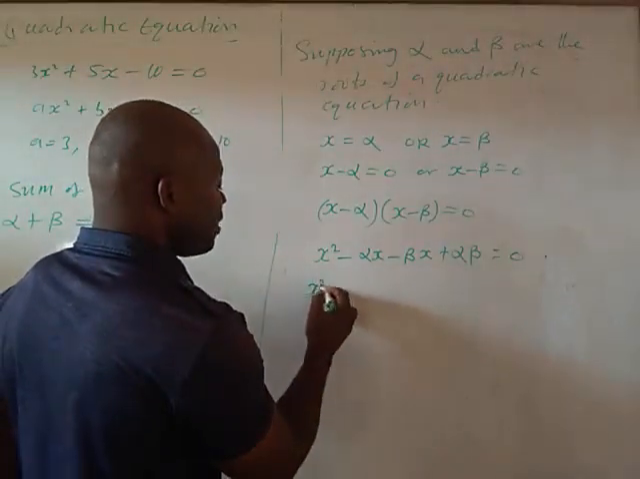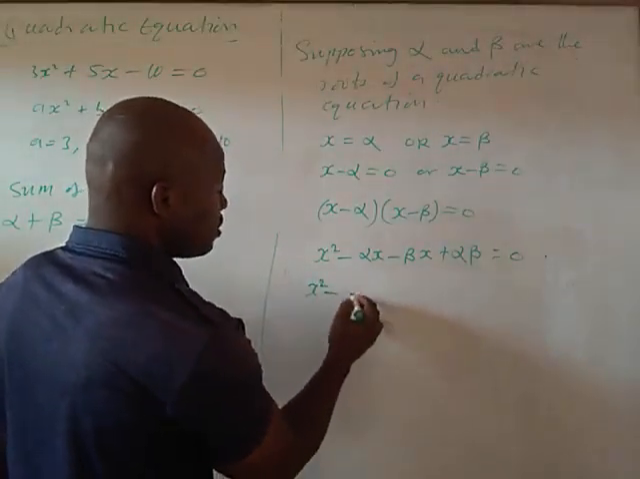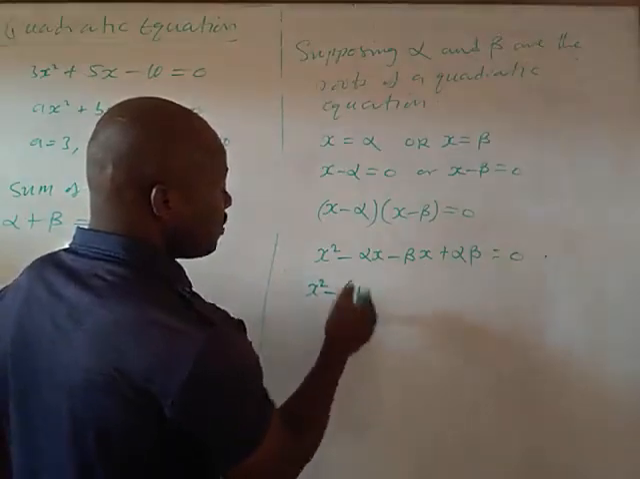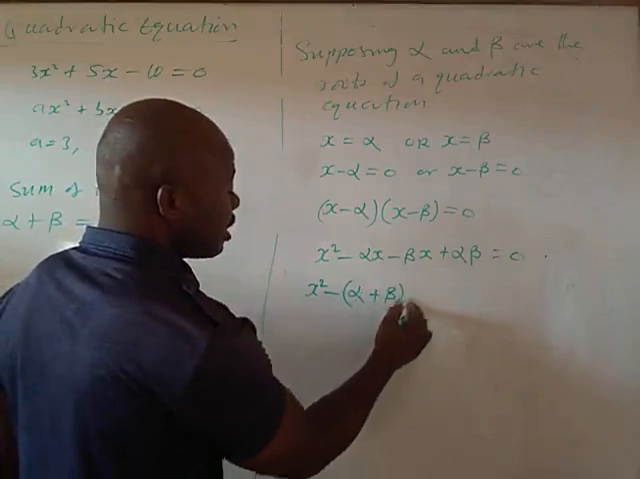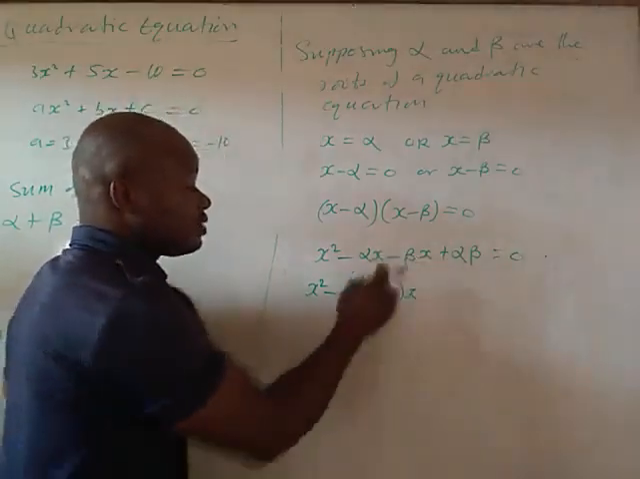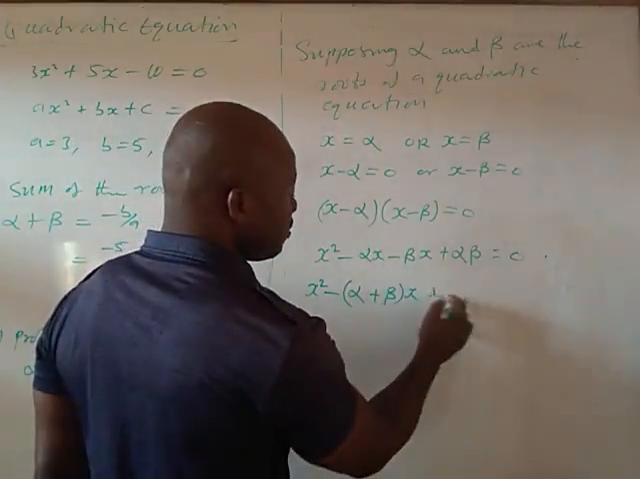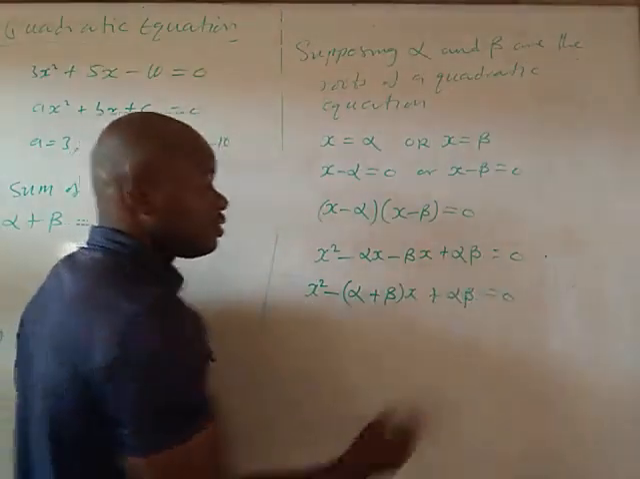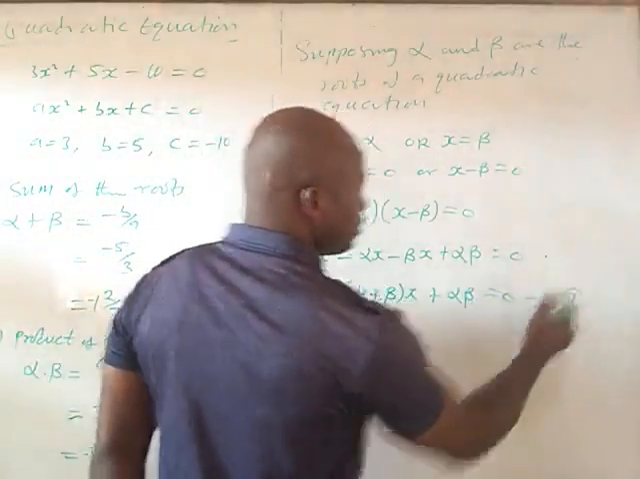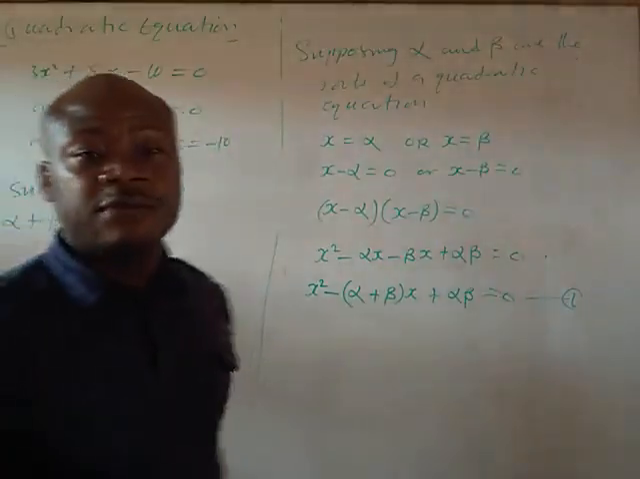Now we have x squared minus alpha, open the bracket, this times this will give us positive beta, then factorize, the x will be outside, plus alpha beta equal to 0. Now let us call this one equation 1.